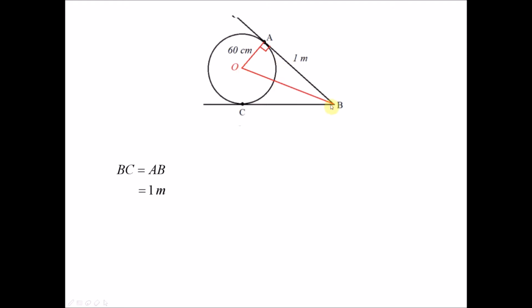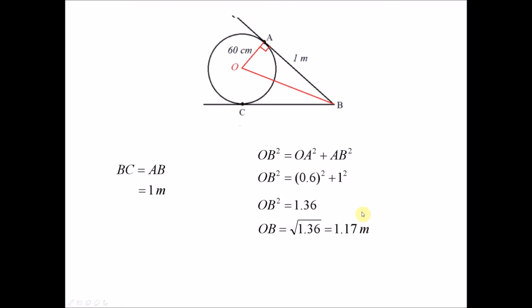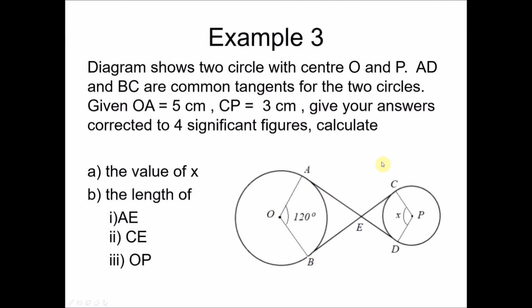If we want to find OB, which is the hypotenuse, because the hypotenuse is the longer side which is opposite to the right angle, we can use Pythagoras Theorem together with side AB and OA. So OB squared, according to the Pythagoras Theorem, equals OA squared plus AB squared. Now you look at the units here. This is centimeter, this is meter. So we need to change one of these. OA, we change the 60 centimeters to meters by dividing by 100. So 60 centimeters becomes 0.6. 1 meter is still 1. Then we find the value 1.36, and in order to find OB, we find the square root of 1.36, which is 1.17 meters.